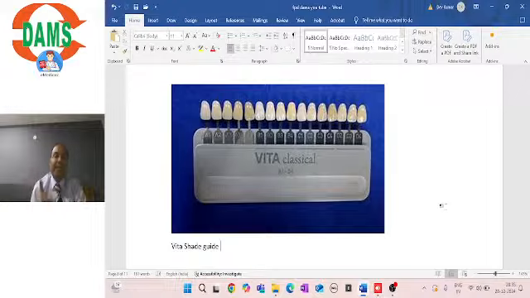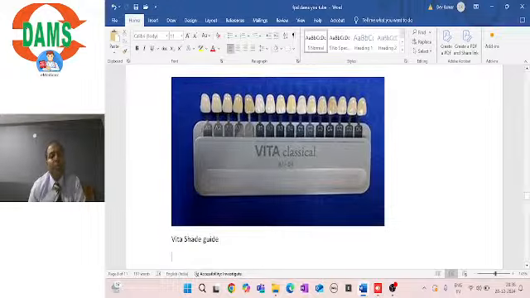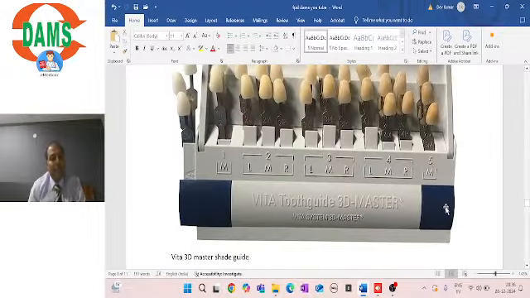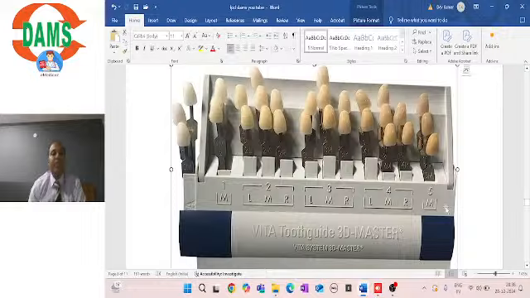In PFM it is asked, the most difficult problem in a PFM is shade selection. The answer is shade selection. Why? Because it has a metal backing, so whatever shade we select we get more of an opaque appearance. So this is a normal conventional Vita shade guide, the manual system of shade matching. If somebody gives you this, this is a Vita 3D Master. Okay, so I'll just explain this. Kindly have a look. The Vita shade guide 3D Master.